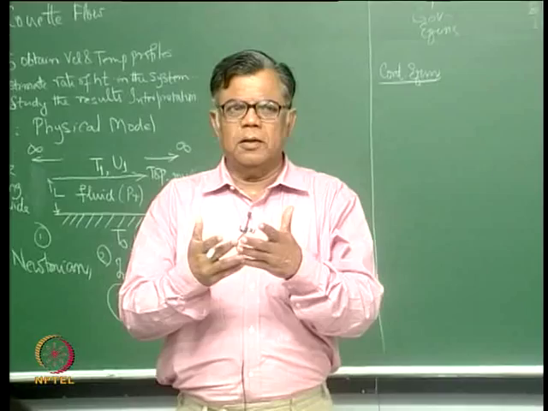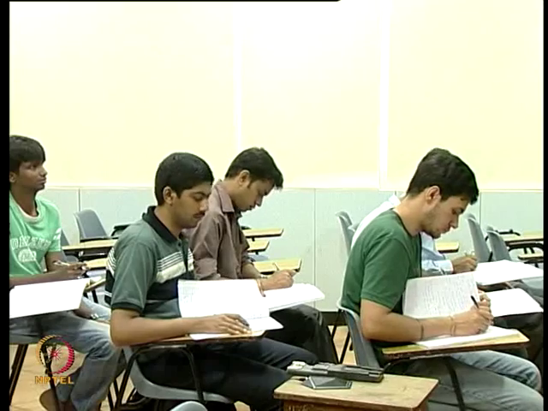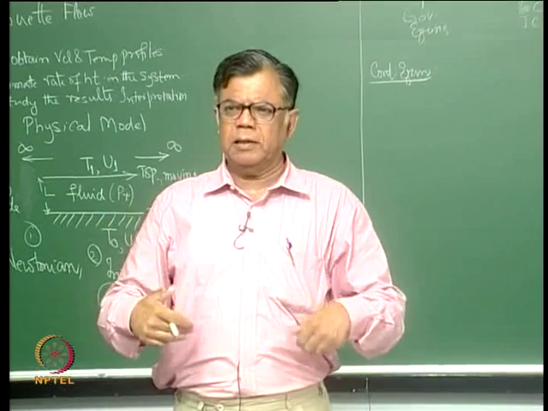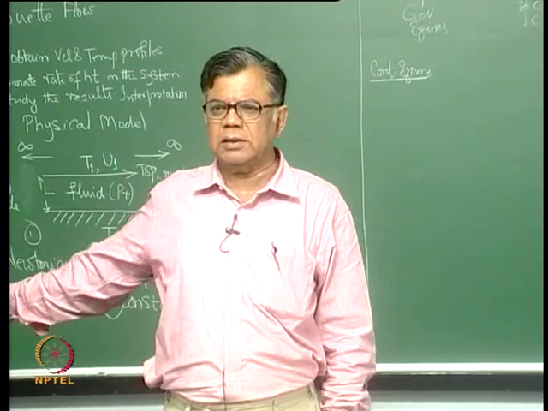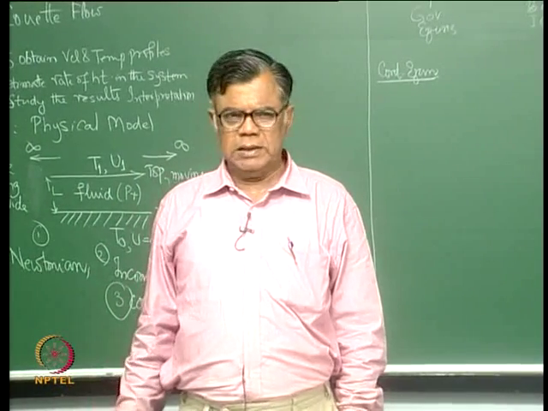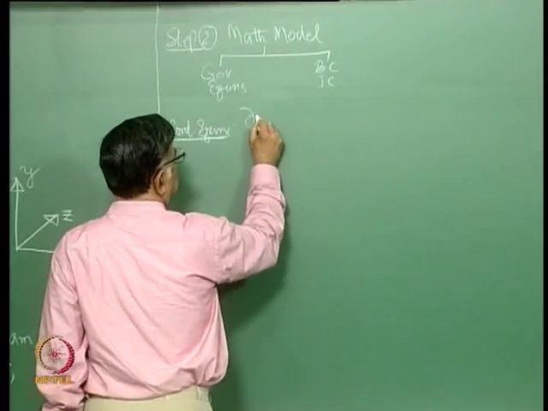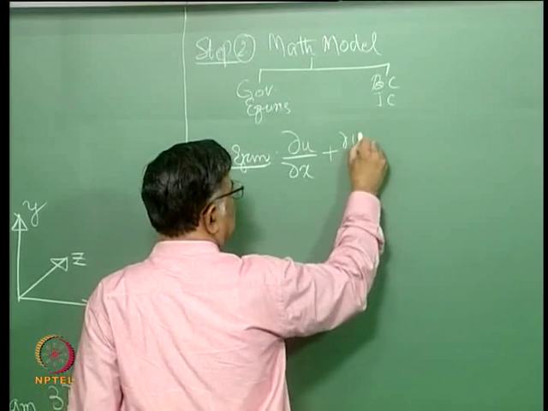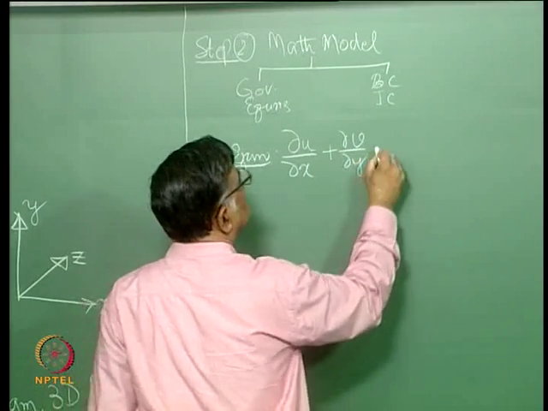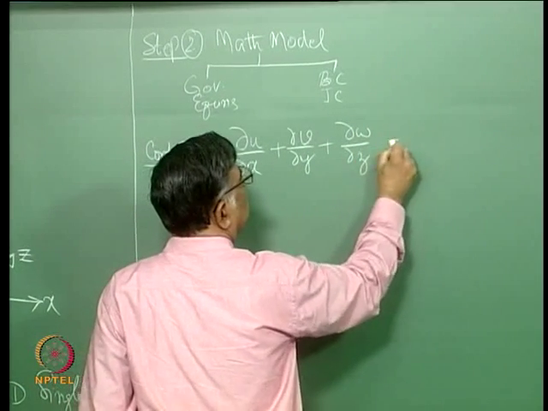Sir, give me the three dimensional continuity equation. What is it that you say? Give me the first three dimensional continuity equation for these conditions. What is it? Dou u by dou x, dou v by dou y, dou w by dou z, equal to zero.